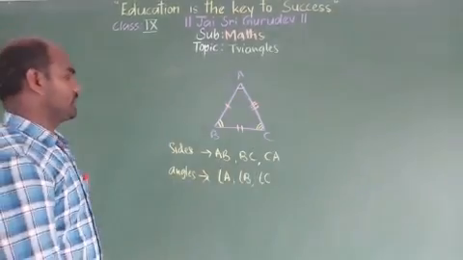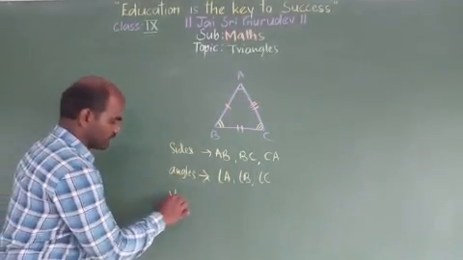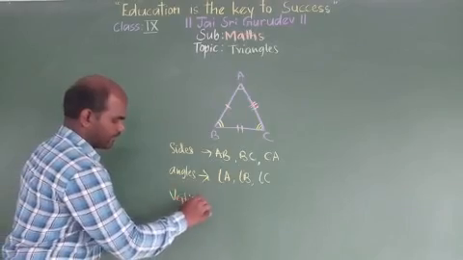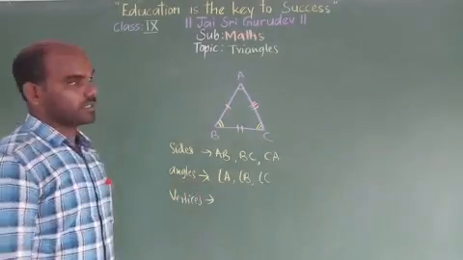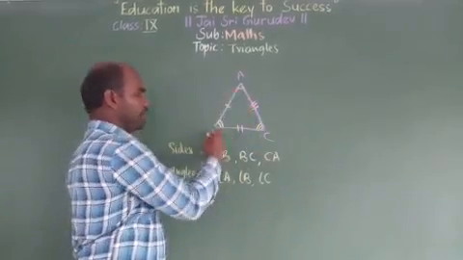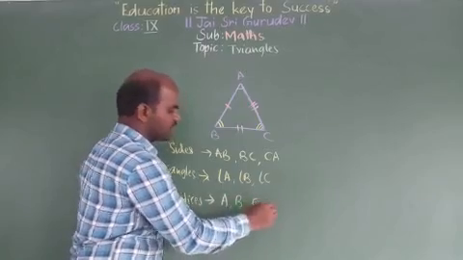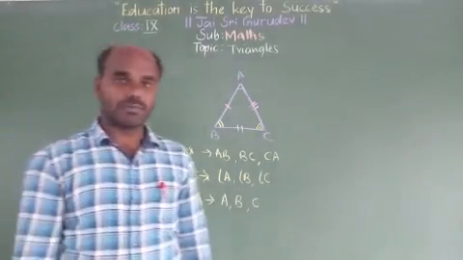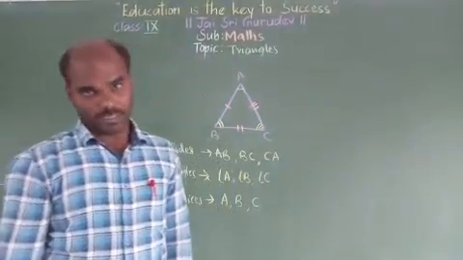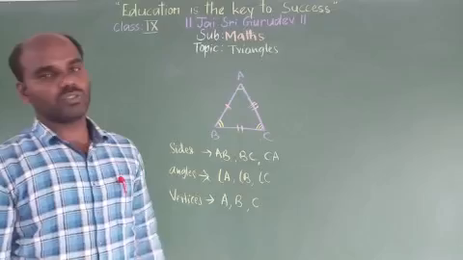Okay, and the third one is vertices. What are the vertices, children? A, B, C. A, B, and C are the vertices of triangle ABC. Okay, did you understand now?